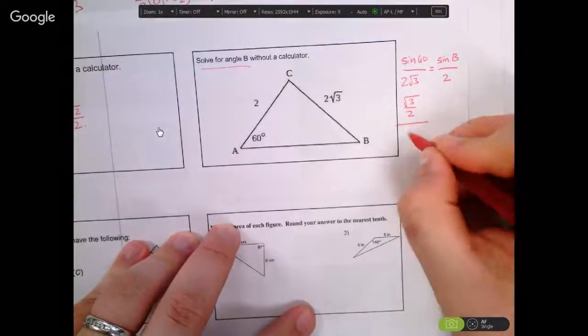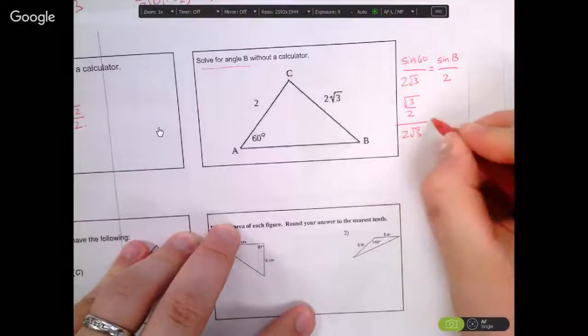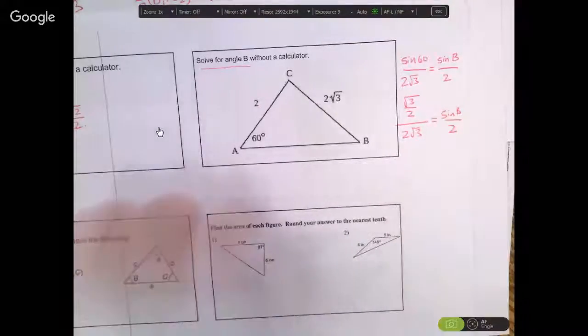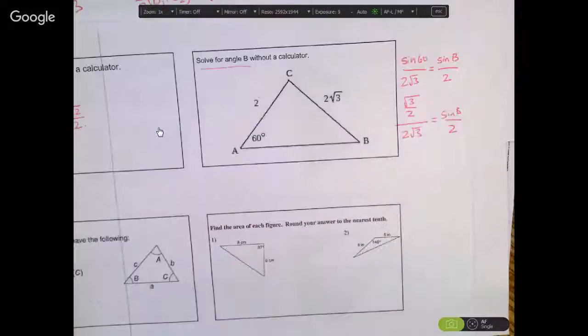Over 2 radical 3, which equals... Can't do it. We don't like a fraction over a fraction. But we could do it because that's what fourth grade geometry teachers told me no. Yeah, so we're not allowed. We were all geniuses in fourth grade.